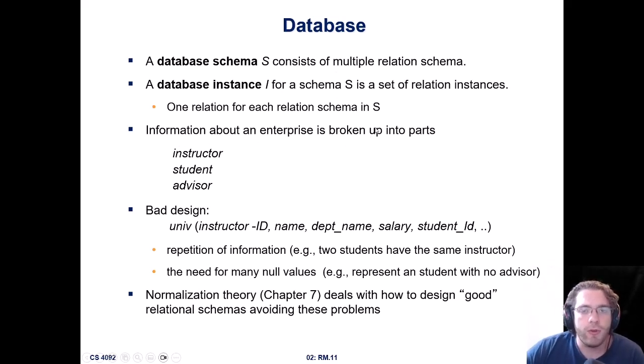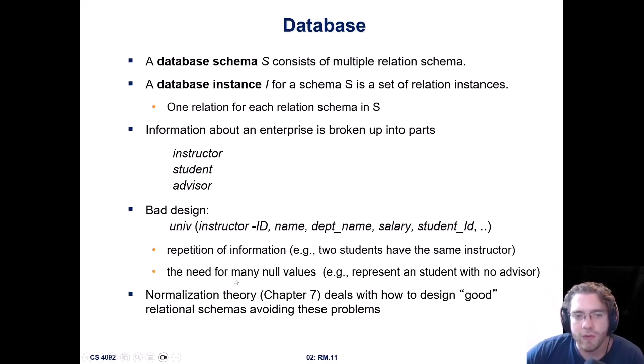So let's just say that we're dealing with this type of client that wants to talk a bit about the instructor, student, and advisors in their university. We could attempt a design that says in the university, create a tuple that has my instructor ID, the name, the department name, the salary, and the student ID. Why is this really a bad design? Well, first of all, we have repetition of information. We have two students that might have the same instructor, right? So if we have the same instructor, we're going to have the ID be the same. Most likely the name of the instructor will be the same too.